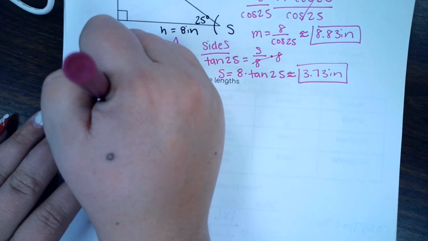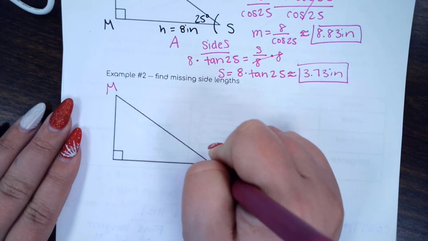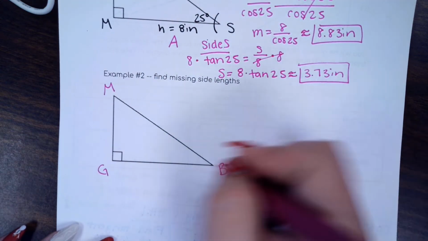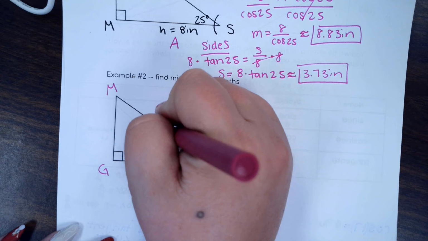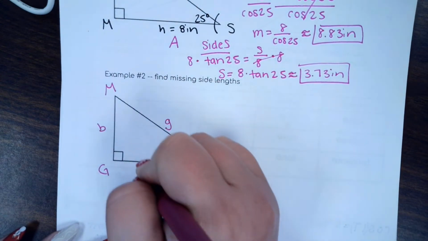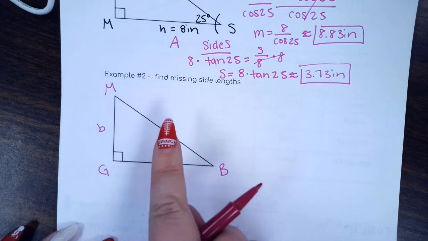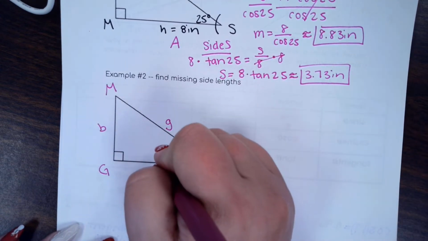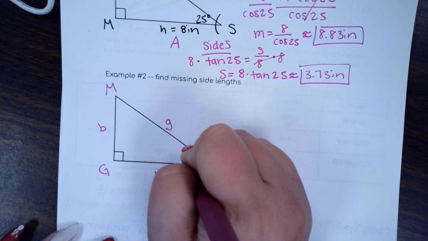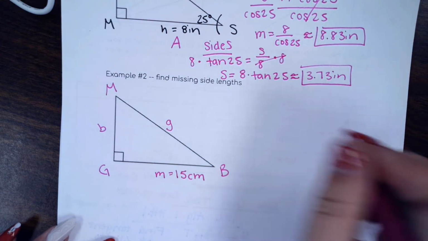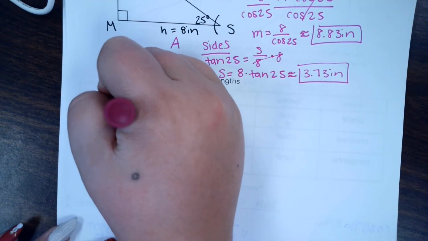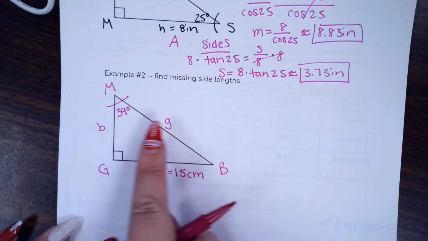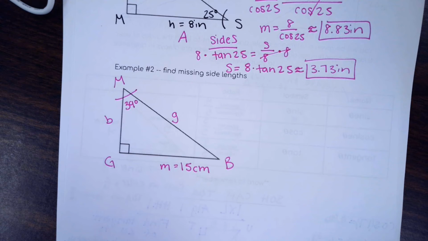I'm going to label this MBG. And then, of course, I can label the sides as well. So this is little g, this is big G, little b, little m. I'm going to tell you that little m, that side is 15 centimeters. I'm going to tell you that angle M is 39 degrees. And we're going to find both side lengths again.